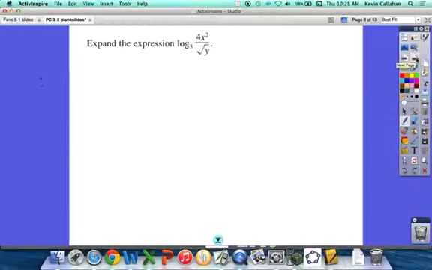So, for example, let's expand a logarithm. How many things do we see going on inside of that? Do you see a product inside that logarithm? Do you see a quotient inside that logarithm? At the very least that. So I can write this first thing like this. That is log base 3 of 4, plus the log base 3 of x squared, minus the log base 3 of the square root of y.